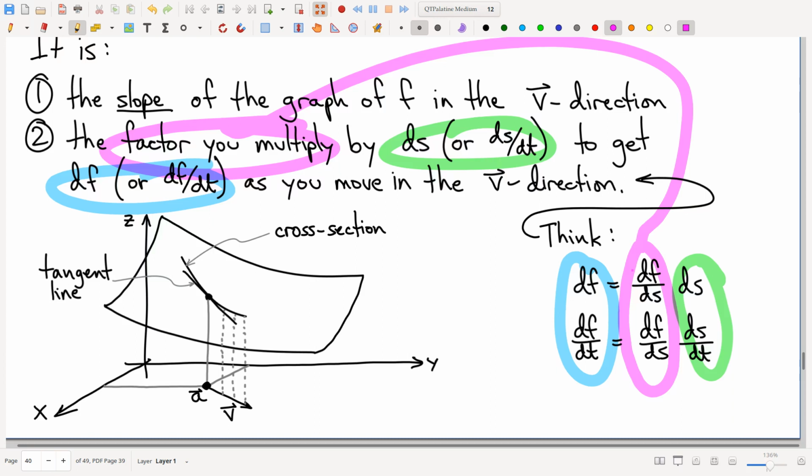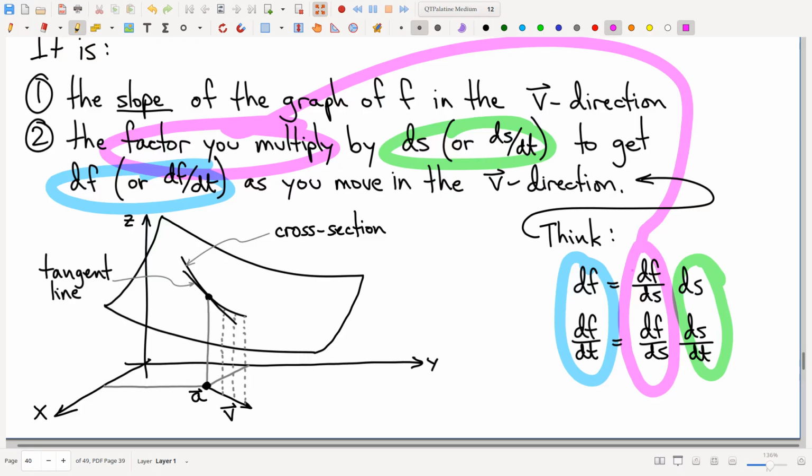Okay, sorry, question. So previously we did df/dt was the output velocity. So does it give us the direction? What would be the main difference between df/dt and df/ds?